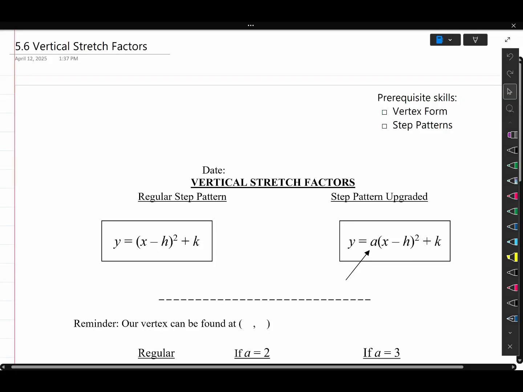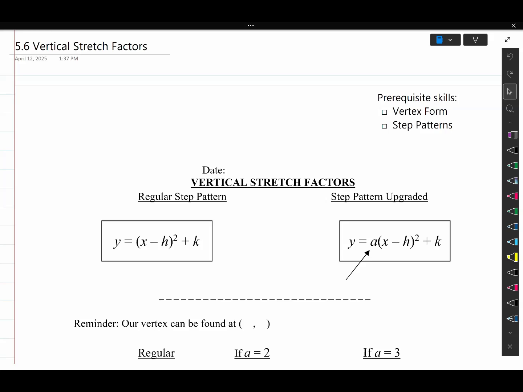We're looking here to upgrade our step pattern that we've already learned. We're assuming at this point that you not just have been through, but that you are comfortable working with vertex form and that you're comfortable working with your step patterns from our previous video. If you're not, you'll need that because I'm going to go pretty darn quickly through this. We're assuming that you have those skills.